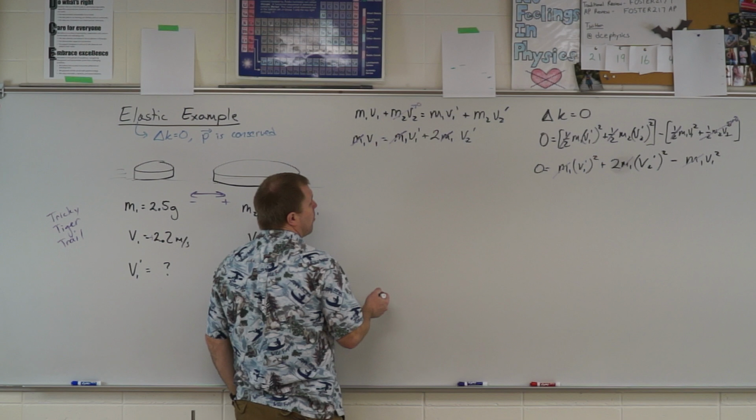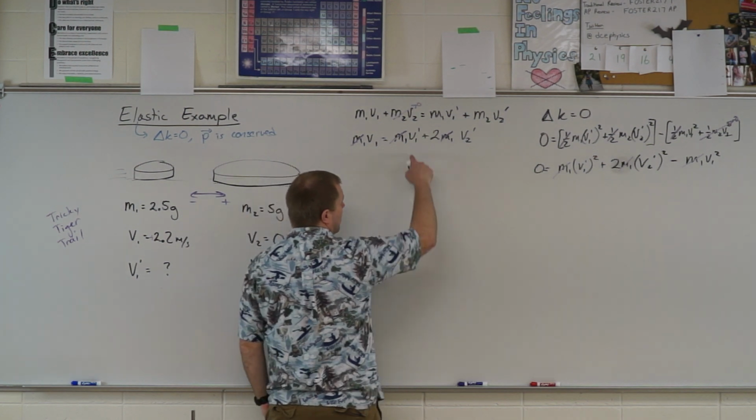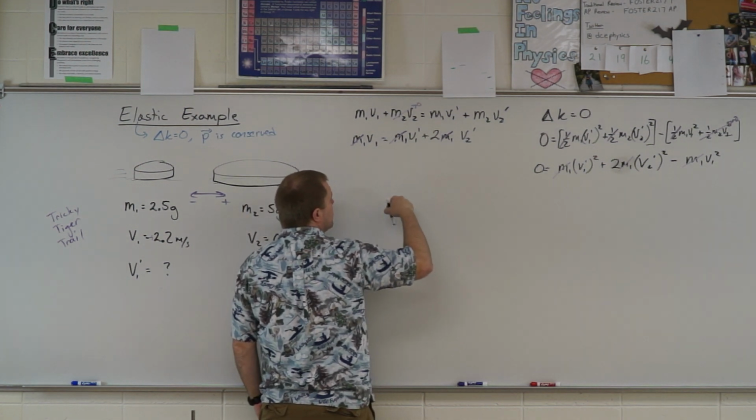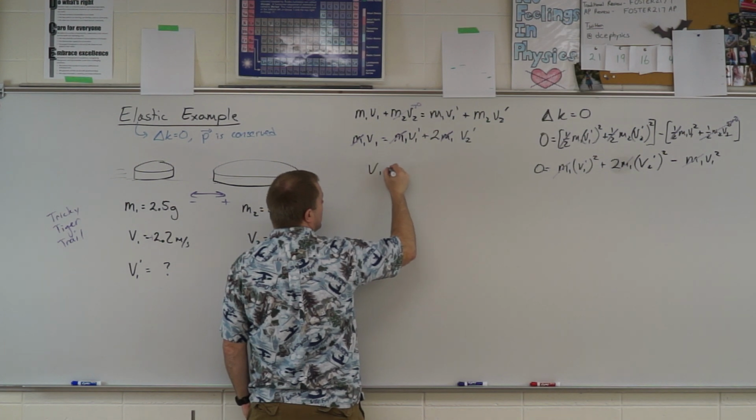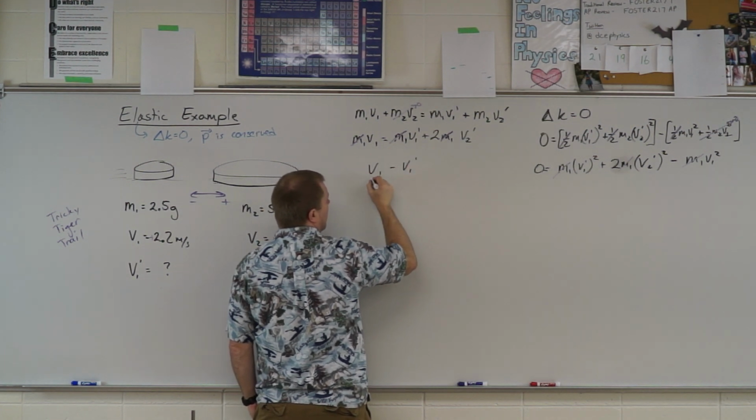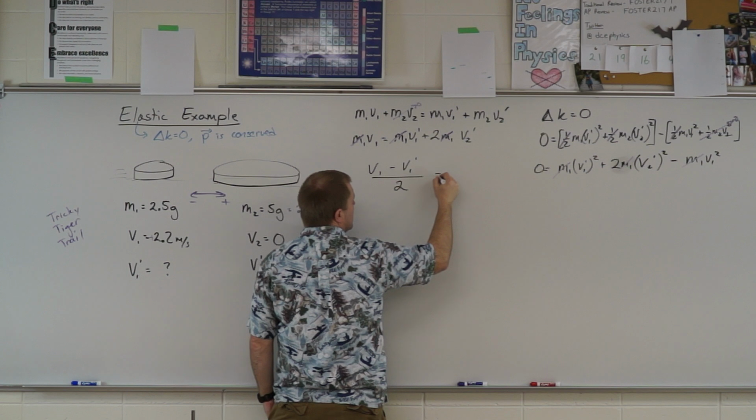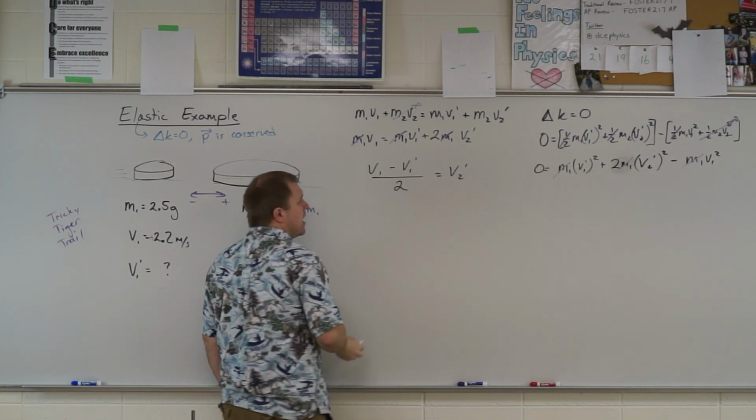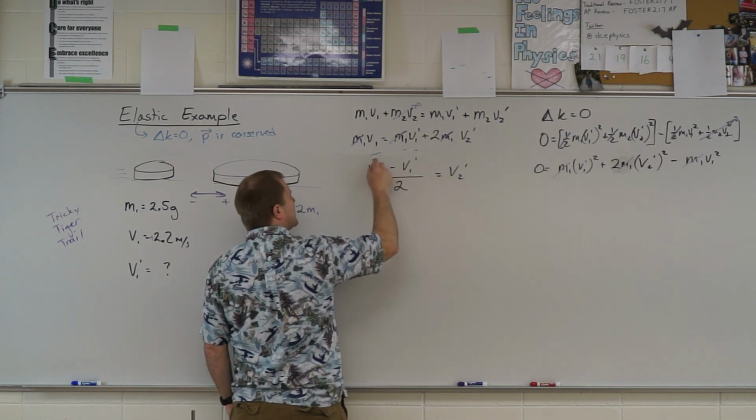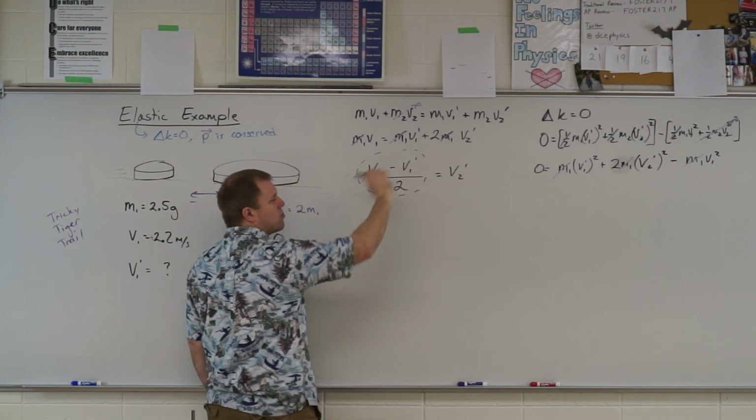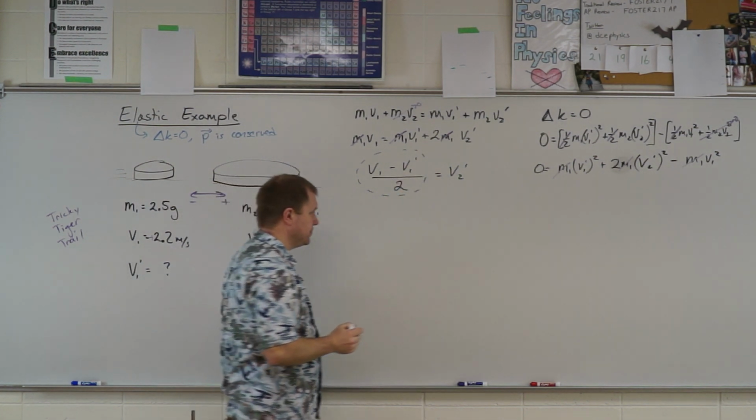So we're going to solve for one of our unknowns. Maybe I'll solve for v2 here. So I have v1 minus v1 prime, all divided by 2, equals v2 prime. And I'm just going to go ahead and substitute this in over there.